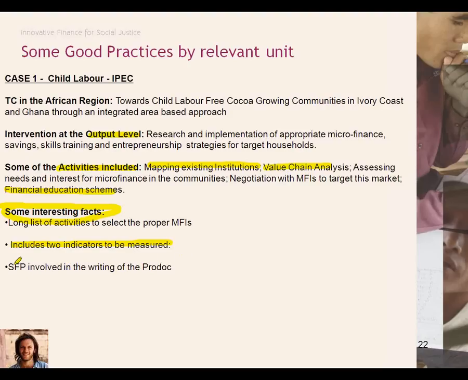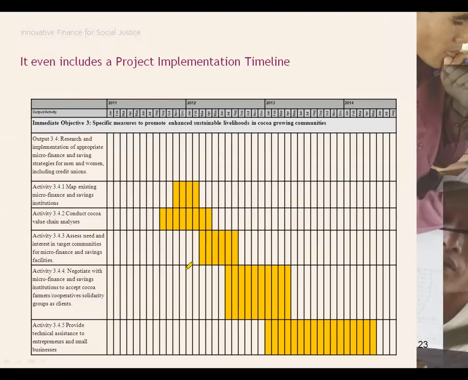And the last but not least is that SFP was involved in the writing of this product, so this might be why the project was so well developed, and this is just my interpretation of it. Just as a comment, this project also included a project implementation timeline, which I found quite striking. It was one of the few projects of the 161 found that was so clearly organized, and each activity had a clear implementation date.